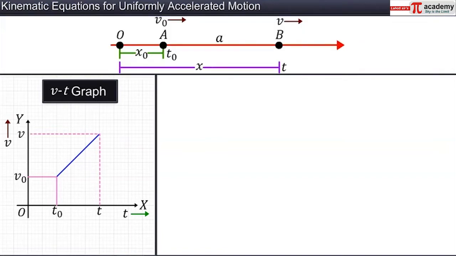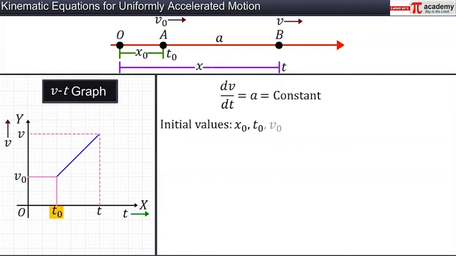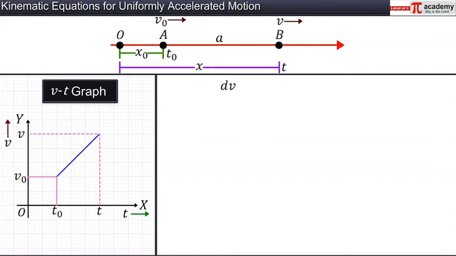In this type of motion, the acceleration of the particle is a constant, dv by dt is equal to a, which is a constant. The initial values are x0, t0 and v0. Similarly, the final values are x, t and v. dv by dt is equal to a. By cross-multiplying, we get dv equal to a into dt.